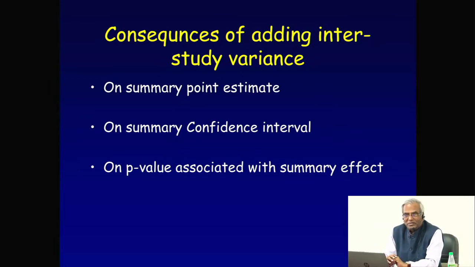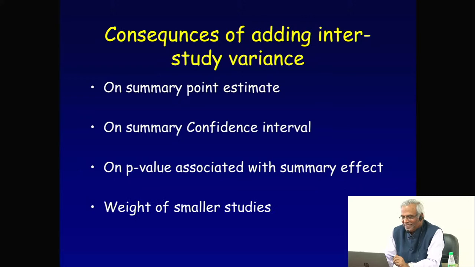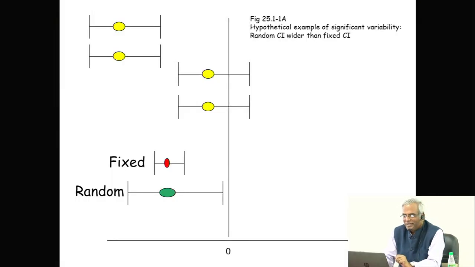Okay? But when you are doing a meta-analysis to publish a paper, do you want to see a p-value less than 0.05, or you don't care? You want to see a p-value less than 0.05. So therefore, you will use fixed effects or random effects? Fixed effects. Right? So this is the dilemma. This is the main dilemma. And I already told you, the weight of the smaller studies will be relatively more in random effects compared to fixed effects.